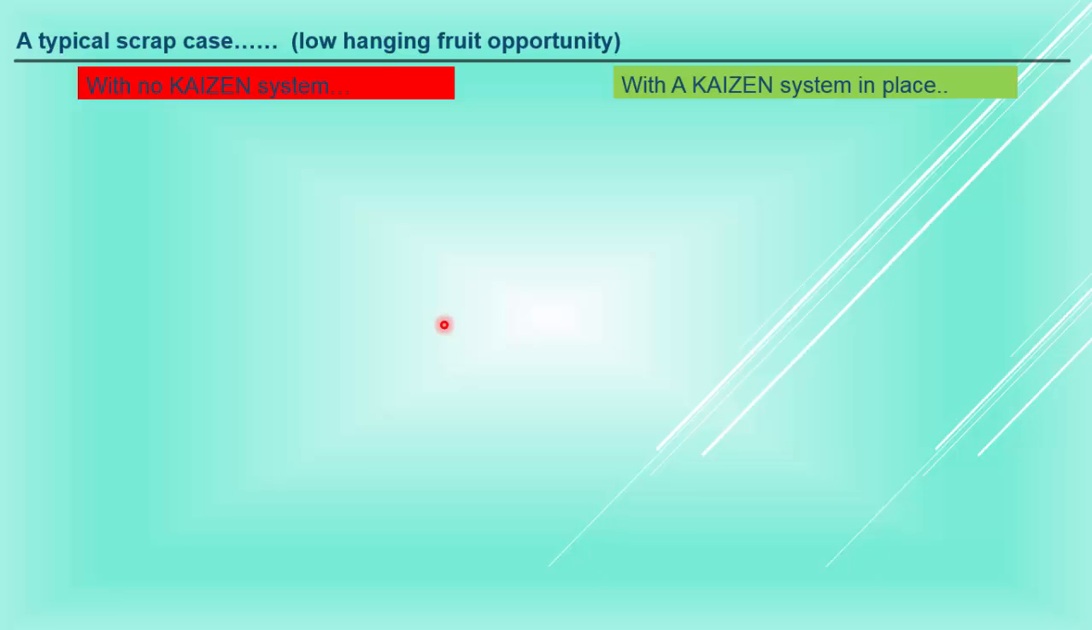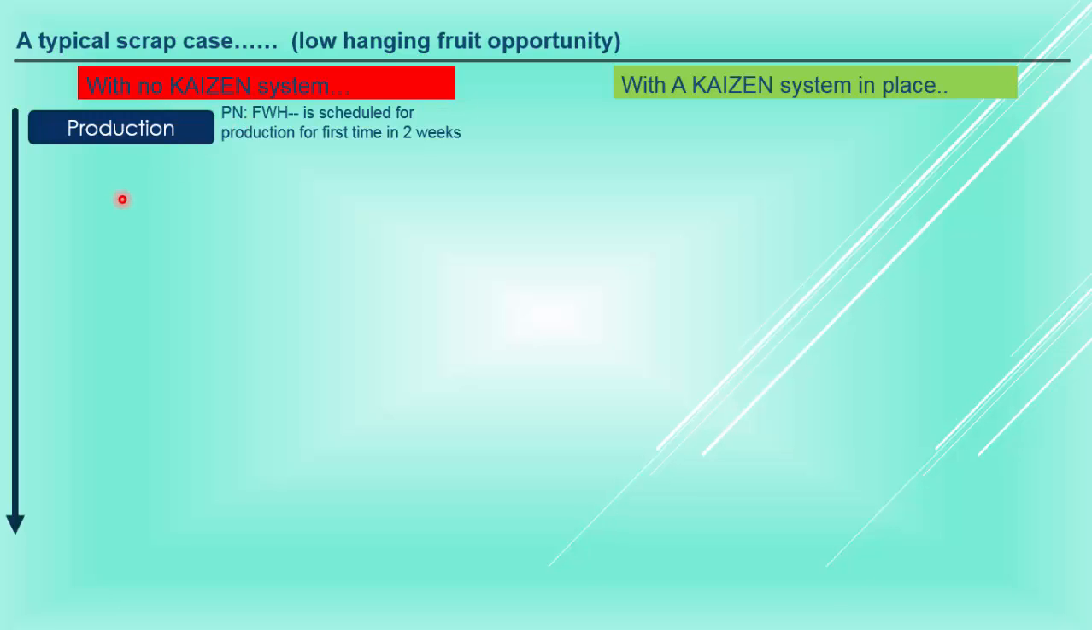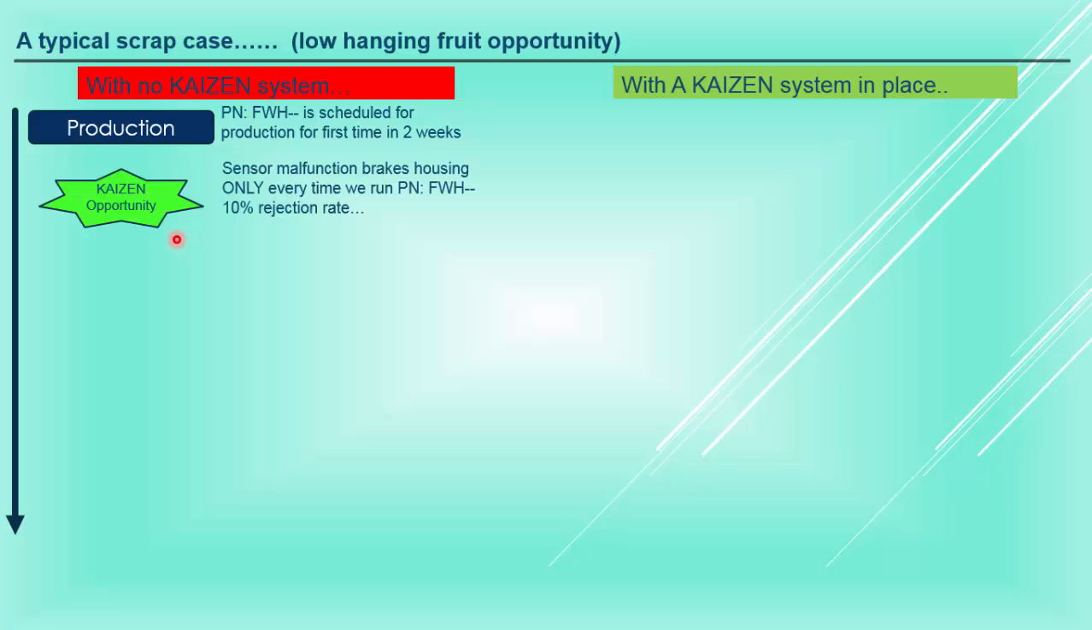Let's review a typical scrap case. We will do it in two ways, with no Kaizen system in place and with a Kaizen system in place. With no Kaizen system in place, we start our production process. Let's say that we will start running this particular part number for the first time in 2 weeks. Then we realize that there is a sensor malfunction that is breaking the housing, every time we run this particular part number, and the rejection rate is 10%.